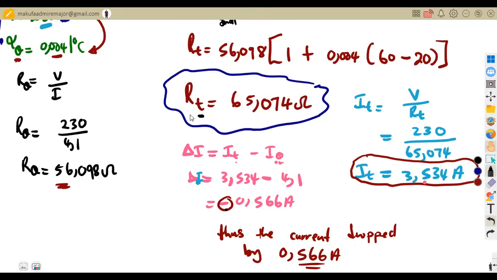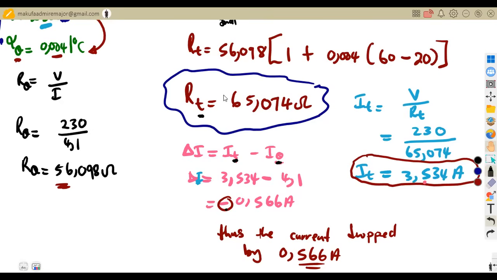An increase is going to give us a positive, because the final current is going to be bigger than the initial. But if the final current is smaller than the initial current, it means a decrease is happening. That's a drop, the negative that we see here. It's indicating that our current was decreasing instead of increasing. So that is how these questions are on resistance and the temperature coefficient of resistance.